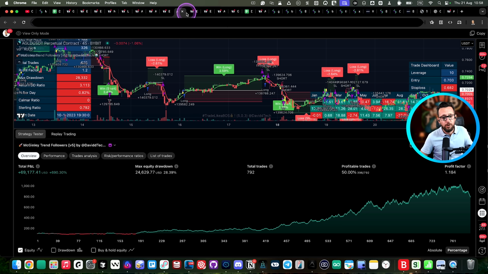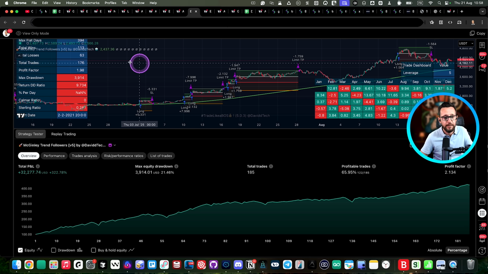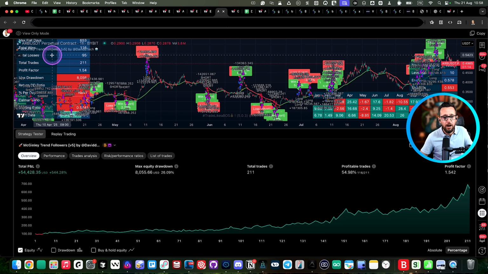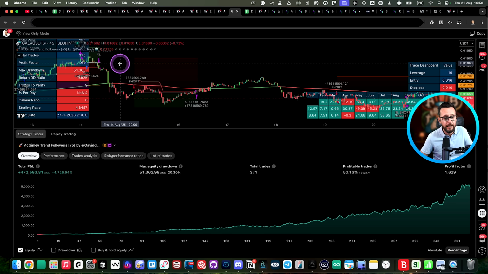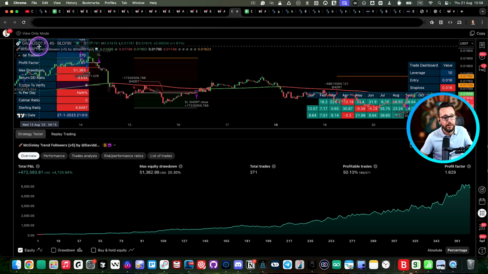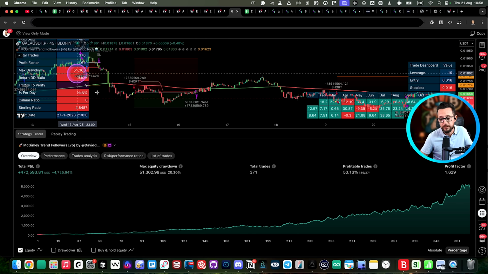We have GALA on USDT as well on the 45 minutes. This is another Ethereum setup on the 2-hour time frame. Another ARB USDT, this time on the 1-hour time frame. And then a final one, which is another GALA USDT on a 45-minute time frame.